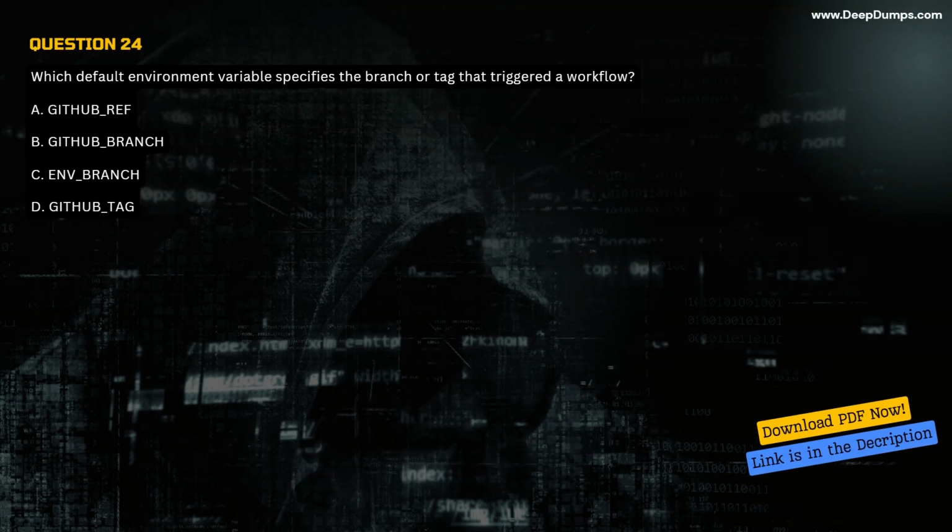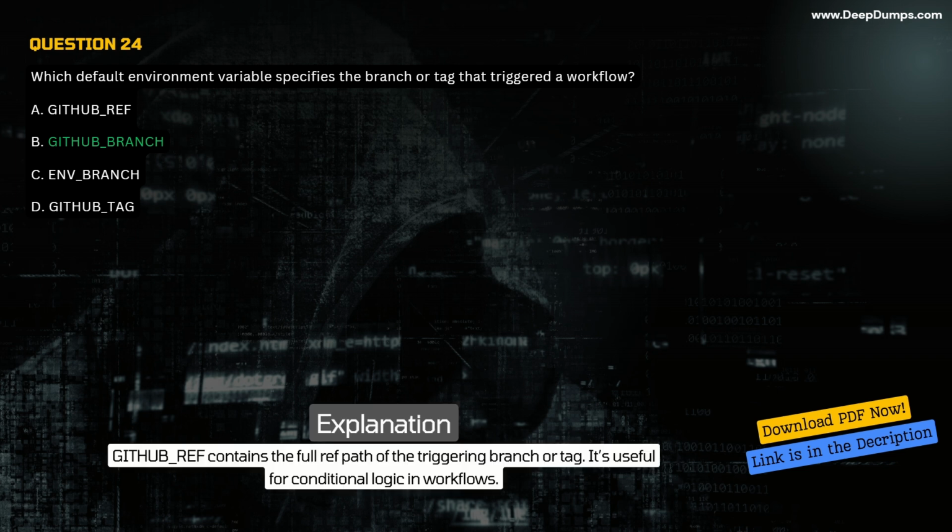Question 24. Which default environment variable specifies the branch or tag that triggered a workflow? A. GITHUB_REF. B. GITHUB_BRANCH. C. ENV_BRANCH. D. GITHUB_TAG. Correct answer B. GITHUB_BRANCH. Explanation. GITHUB_REF contains the full ref path of the triggering branch or tag. It's useful for conditional logic in workflows.